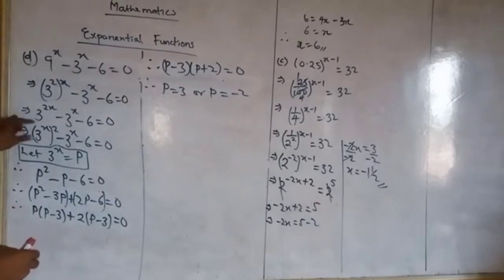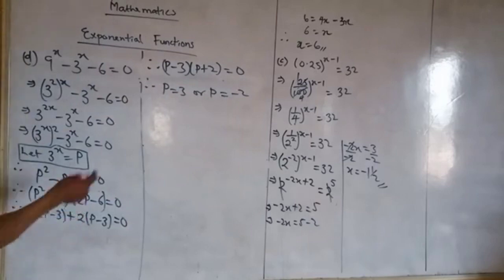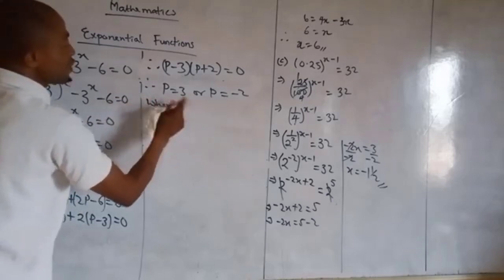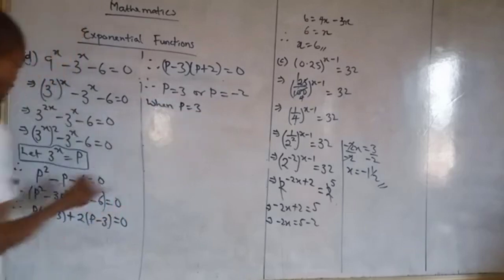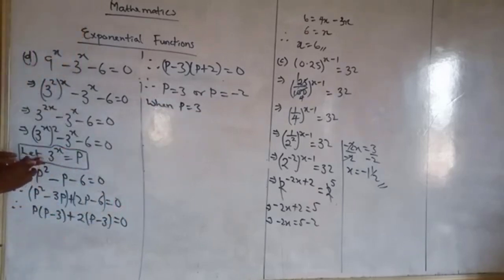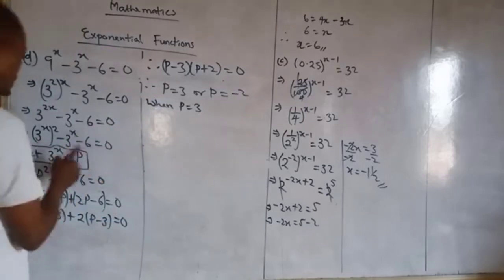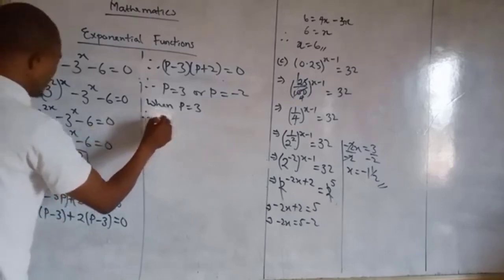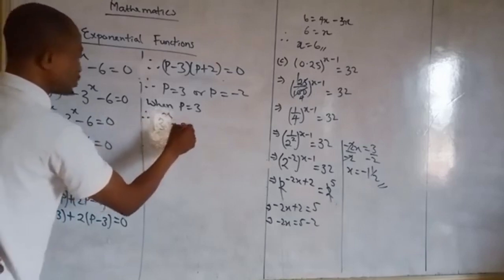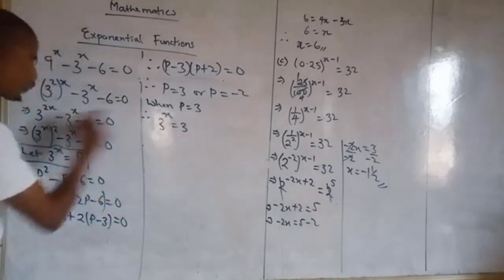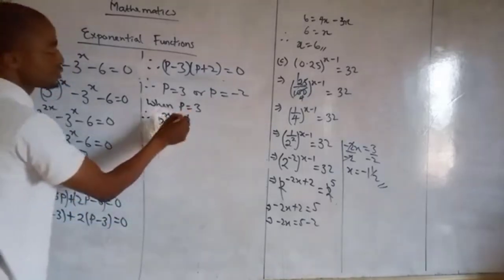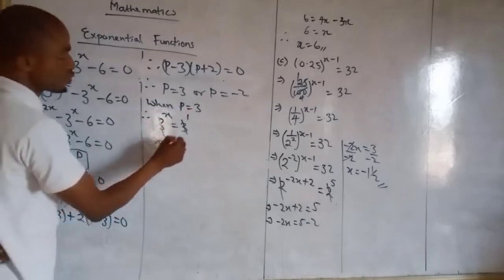But we need to get the value of x. So in this case, we now substitute. When p equals 3, we come back to the equation where we say 3 to the power of x equals p. Since we have p here, we substitute. Therefore, 3 to the power of x equals 3. So this 3 is written as 3 to the power of 1. Then this base can cancel this base, so that our x equals 1.